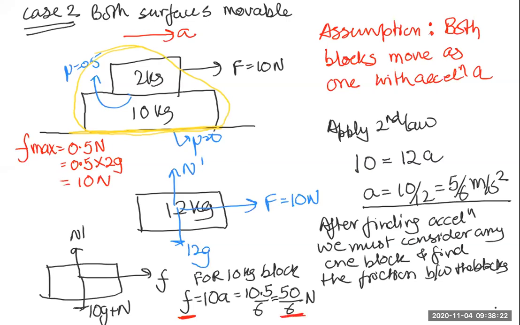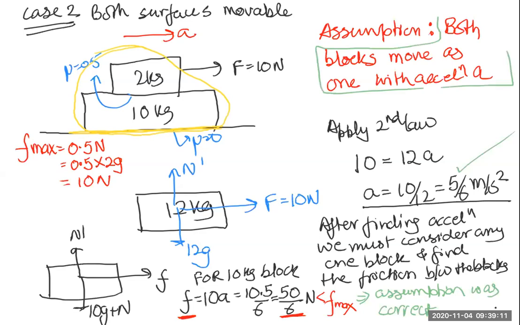Okay, now look at this friction force, 50 by 6 newton. Is it less than or greater than 10 newtons? So this is less than F max. Okay? If it is less than F max, then this means that my assumption was absolutely correct. So this implies that the assumption was correct. And if the assumption was correct, then this is the answer. Both the blocks, they move as one with acceleration a is equal to 5 by 6 meter per second square.